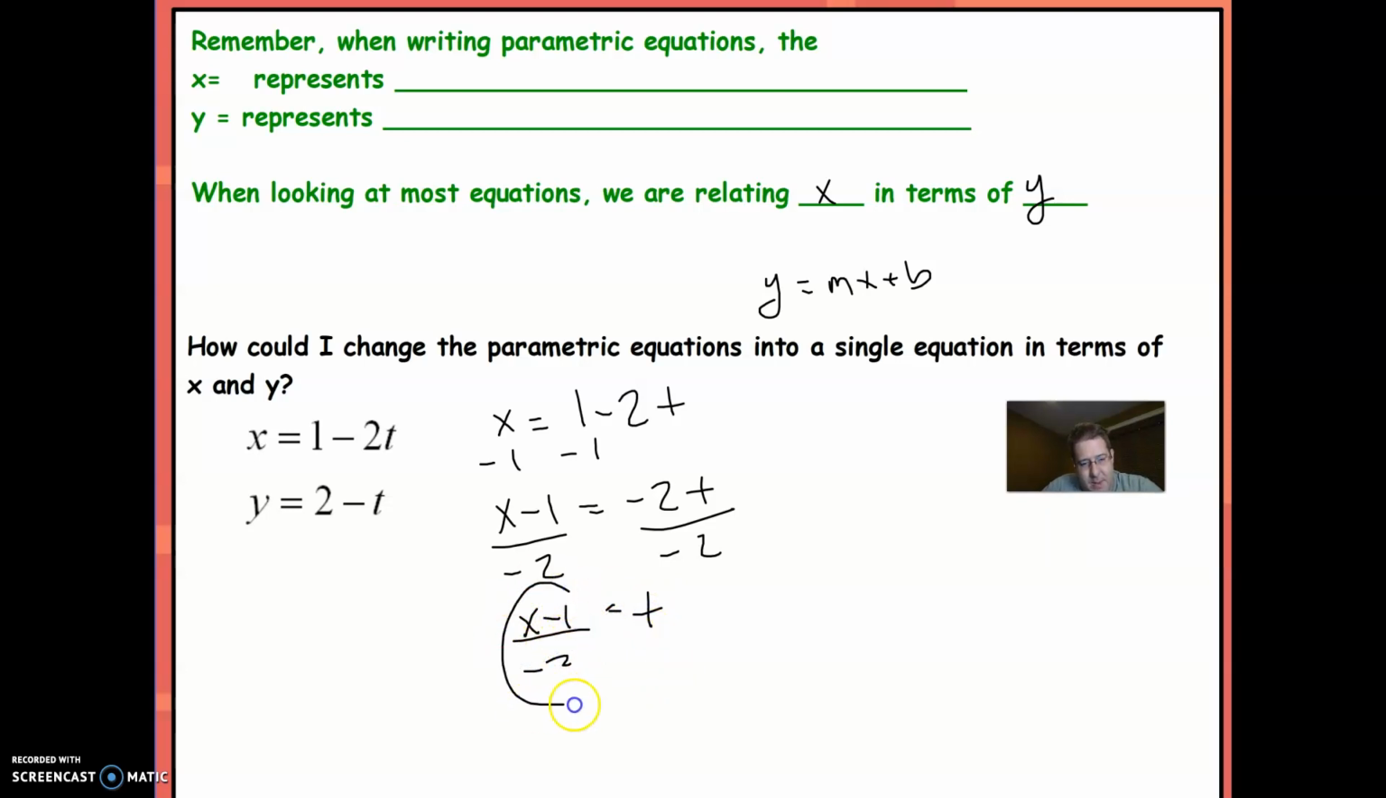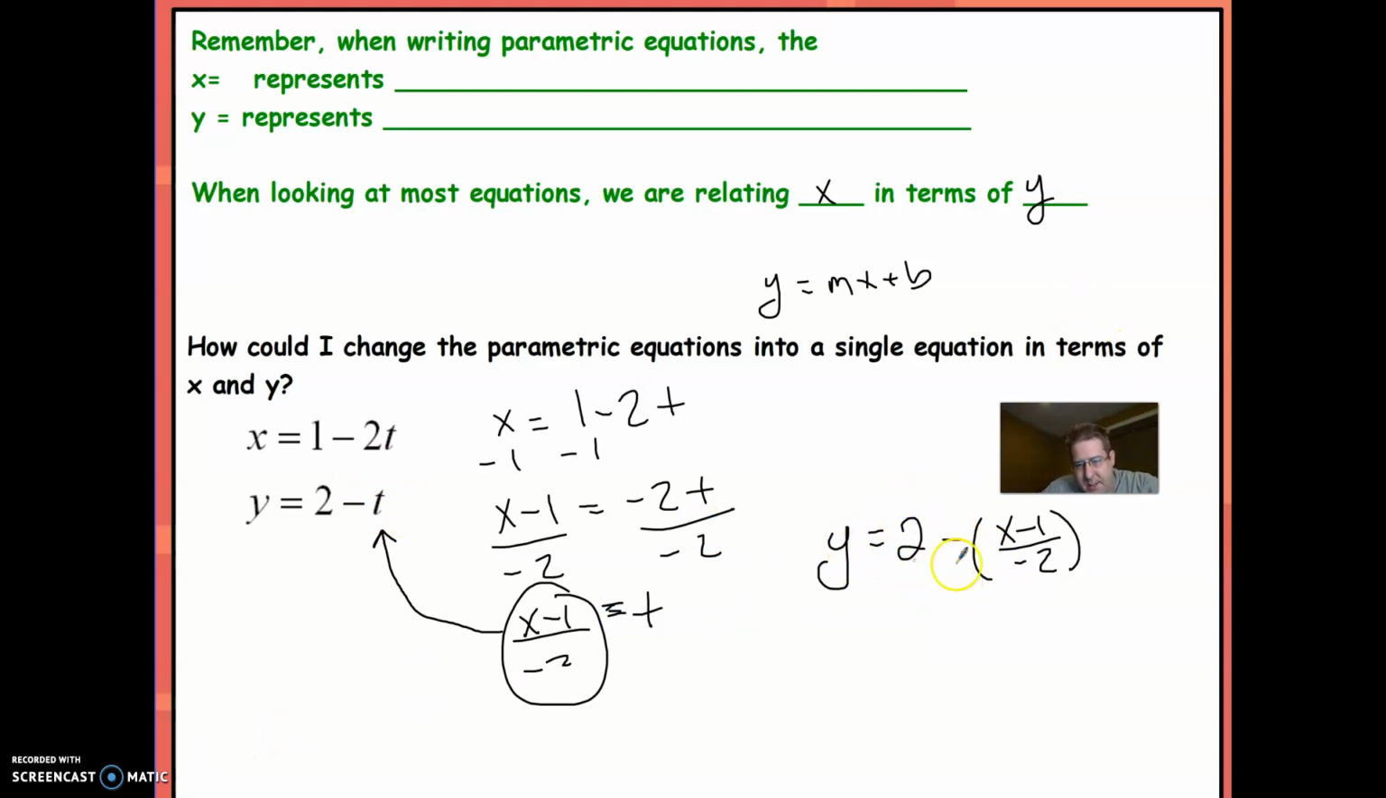Now, I'm going to take this and I'm going to substitute it right there, which means that y equals 2 minus parentheses x minus 1 divided by negative 2. All right, so because if t equals this, then this t would also equal that exact same thing. And then you have yourself your equation.